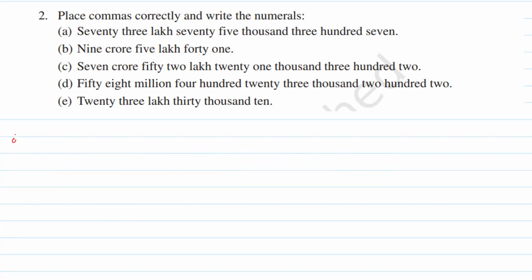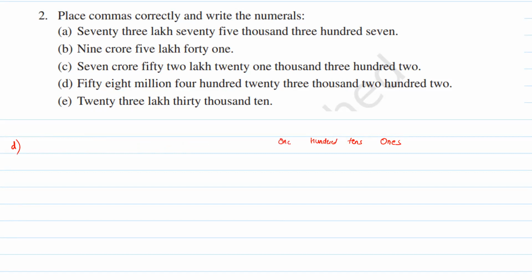Now the C part, the answer for the C part is 7 crore 52 lakh. After 7 crore, it will be normal. The number will look like 7 crore 52 lakh 21,302. This one was easy, not a worry. The D part, now it is the international system. In the international system, what we have is ones, tens, hundreds.